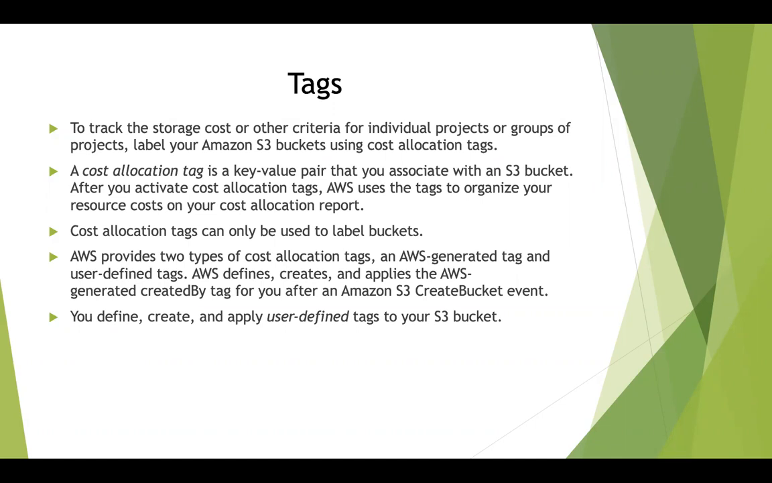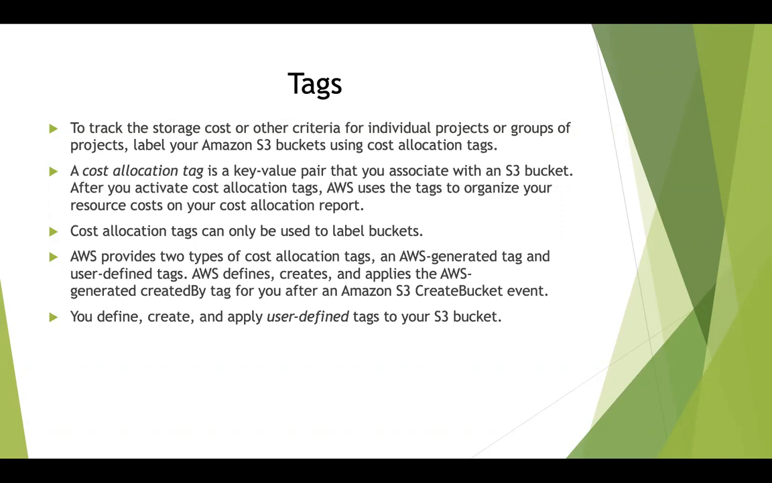So after you activate cost allocation tags, AWS uses these tags to organize your resource cost based on your cost allocation report. On the billing console, we will be able to view our cost allocation report, and in that report, you will be able to view your cost allocation tags. It can only be used to label buckets. AWS provides two types of cost allocation tags. One is an AWS generated tag itself, and the other one is the user defined tag.